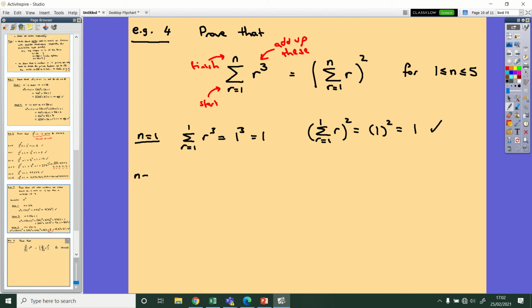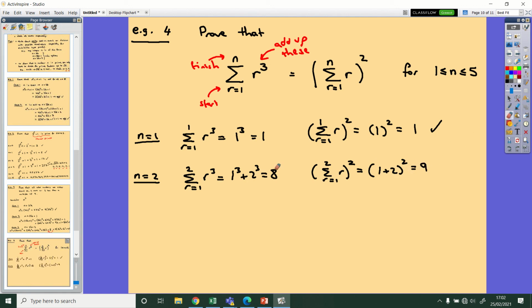Okay, n is 2 then. So the sum from 1 to 2, that's my n this time, of r cubed. This is the sum of the first 2 cube numbers. This is 1 cubed plus 2 cubed, and that's 8. And then on the right side, we've got the sum from 1 to 2 of r, all squared. So in the bracket we've now got 1 plus 2, and that's 3 squared, and that's 9. And I've made a mistake. I've just noticed this is 1 plus 8, this is 9 as well. Okay, great. So they're the same as well.